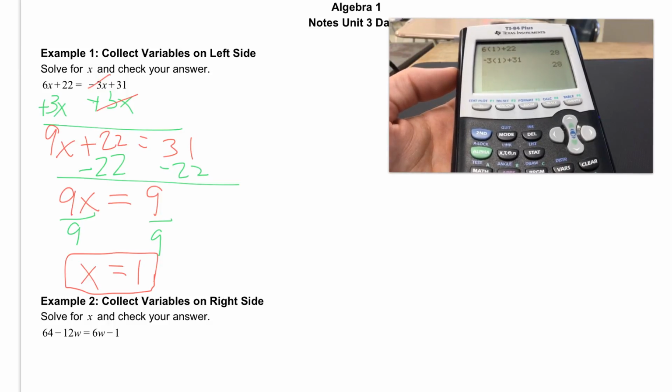Your answer is correct. If these come out to be different, then you know you made a mistake somewhere and you can go back and fix it. If you have questions, let me know. Otherwise, let's move on to example 2.